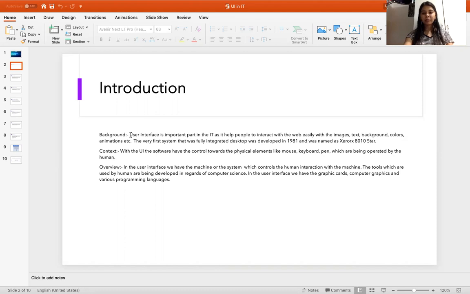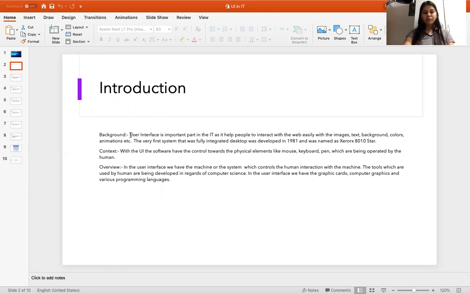So the context in this topic is that with the UI, the software has control over the physical elements like mouse, keyboard, pen, which are operated by the human. Like with the keyboard, we can easily enter the text, and with the mouse, we can click on the buttons which are there in the websites. With the pen, we can make selections or write anything we want to be displayed.